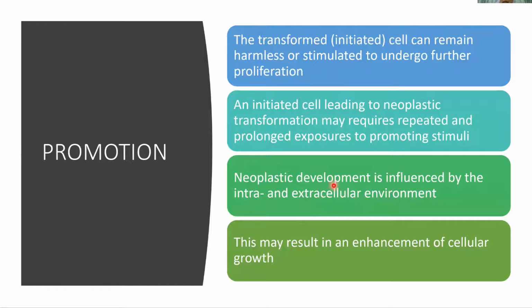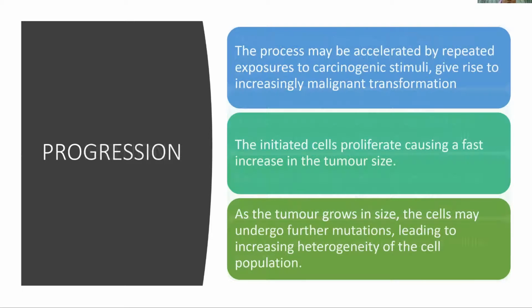The second step: the normal cell has already been transformed because of genetic events and DNA damage. What happens to that transformed cell? It can either be harmless, or when the mutations continue, it can be stimulated to undergo further proliferation and lastly develop tumors. Progression means that with repeated exposure to carcinogenic stimuli, the malignant transformation can increase.